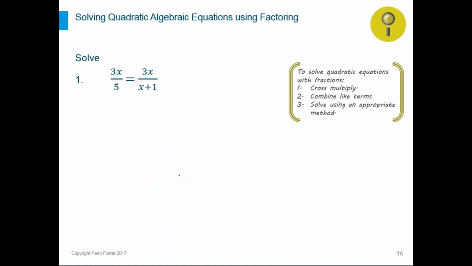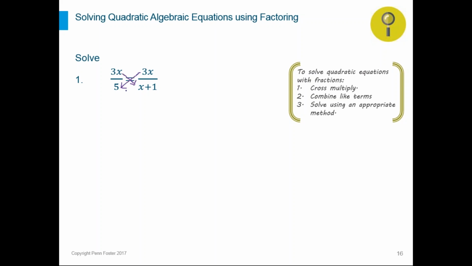Let's then move on to quadratic algebraic equations. How can we solve that? The same idea. The only difference is that instead of just combining like terms and dividing over a value to find x, we're going to have to maybe factor trinomials. Okay, so we have 3x over 5 equals 3x over x plus 1. A fraction equals a fraction, then cross multiply.